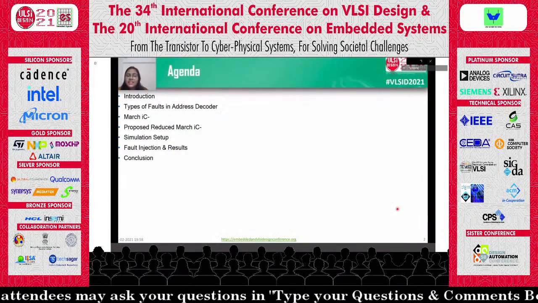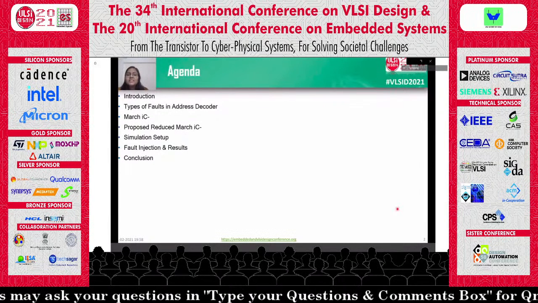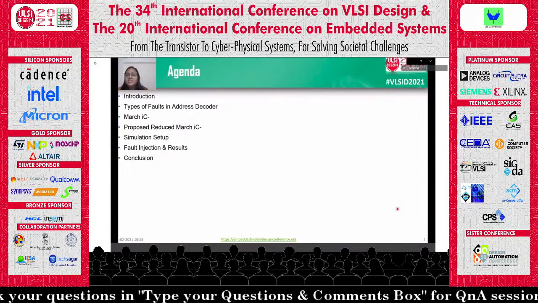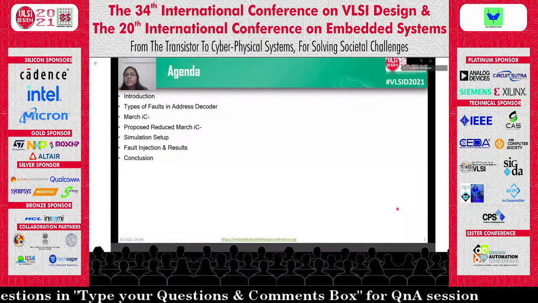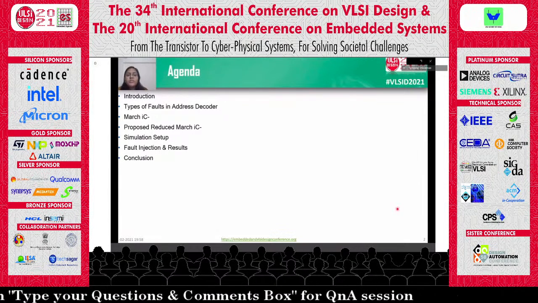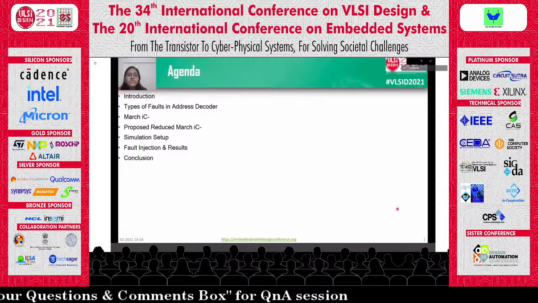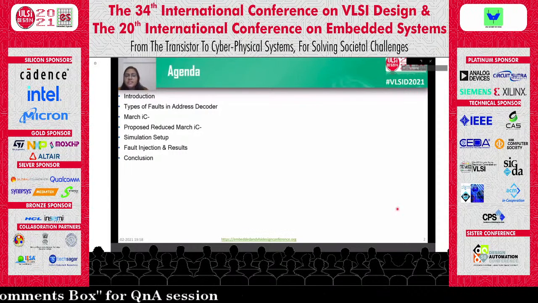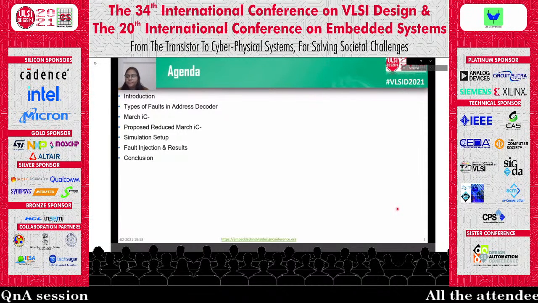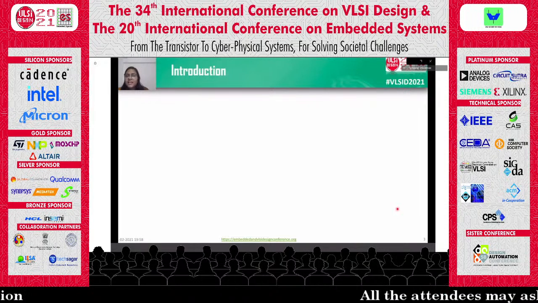Proceeding towards the next slide. First of all, I'll discuss the agenda, that is, list out the things which I'm going to cover in the PPT. It involves introduction, types of faults in the address decoder, March C-, proposed reduced March C-, simulation setup, fault injection and results, and conclusion. Proceeding towards the next slide.